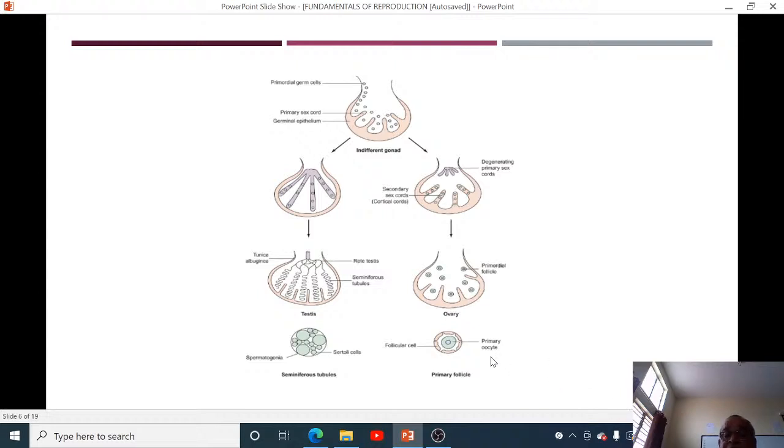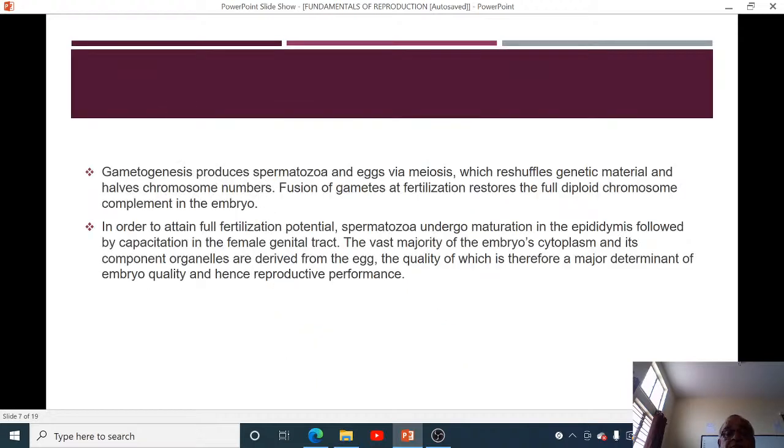That's why the primordial follicles are all located around the periphery. Now, there is some important thing which happens here. Gametogenesis, that is the production of both spermatozoa and also the eggs. Gametogenesis produces these cells via meiosis. So, the advantage of meiosis is it reshuffles genetic material. That's why in sexual reproduction, the variety is more. So, it reshuffles genetic material and halves chromosome numbers.